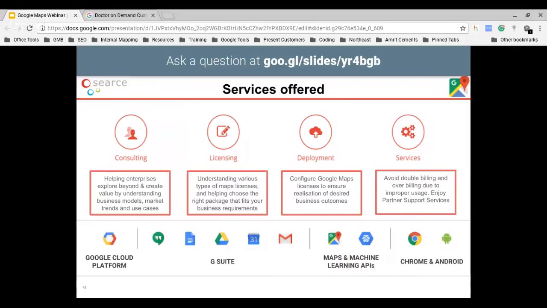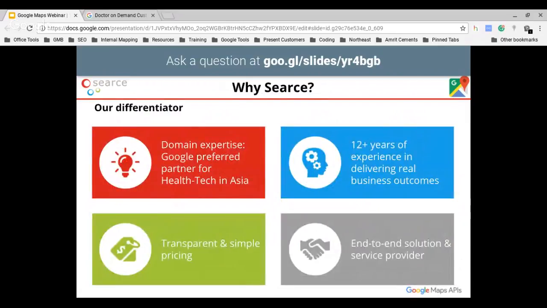which means that if you want to develop something on a platform like Android, iOS, and web applications, we have certified maps engineers who can actually help you with that, right? So all of these four things are what we excel in. Then our differentiators are that number one is domain expertise, right?